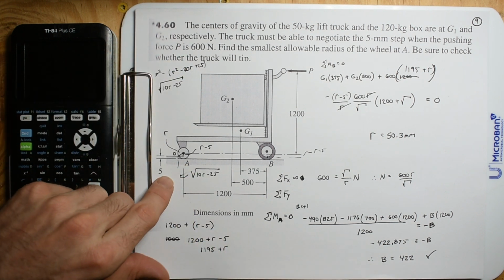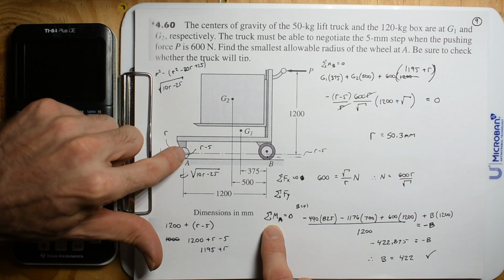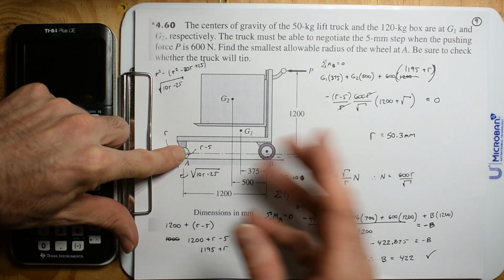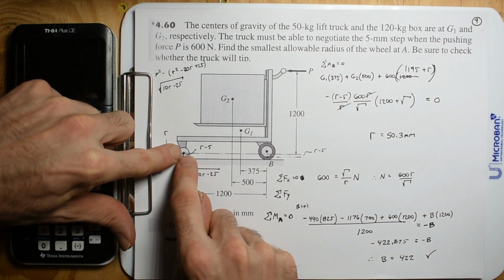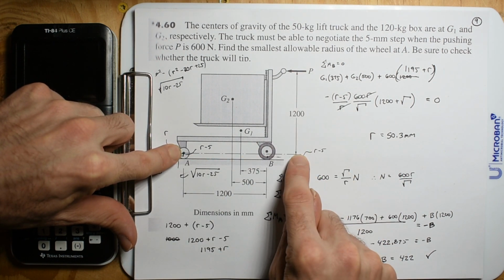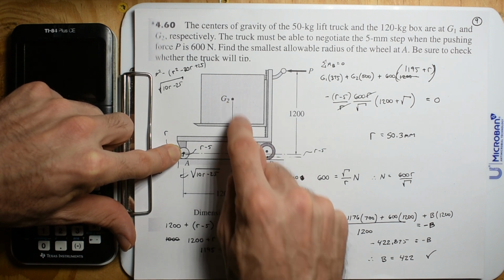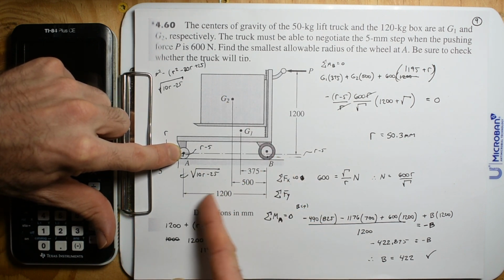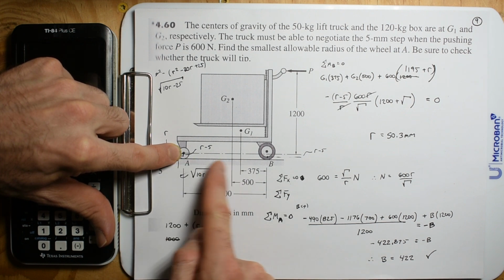But let's do this one first. Because if I sum the moments about A, I know everything except reaction B. I know P, and I know the distance is 1,200. I know these weights. You just have to subtract them from 1,200. So this one is 700 away. This one is 825 away.